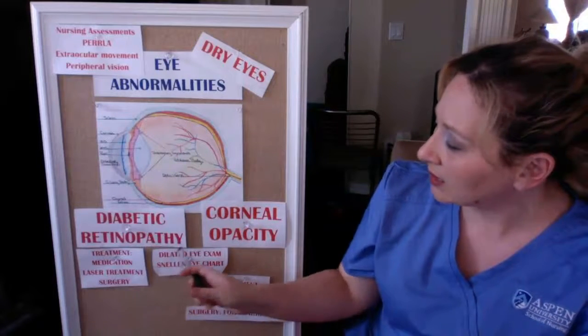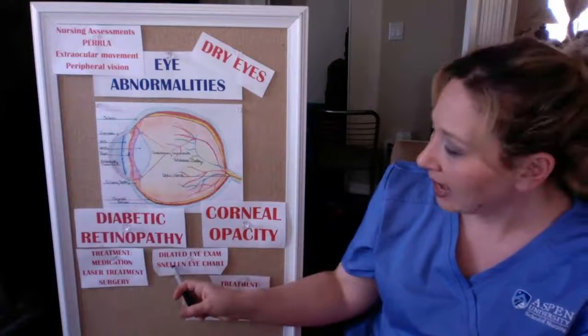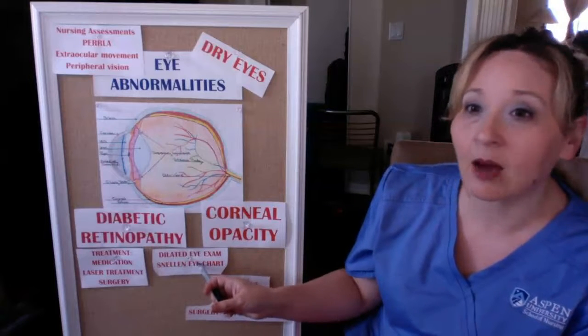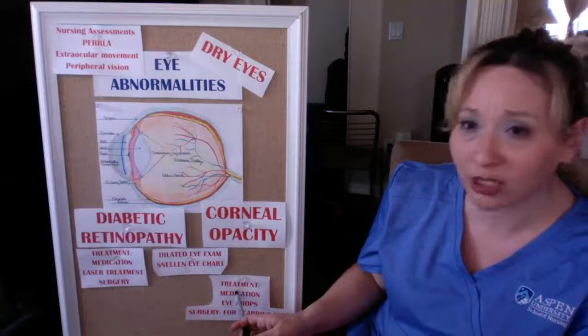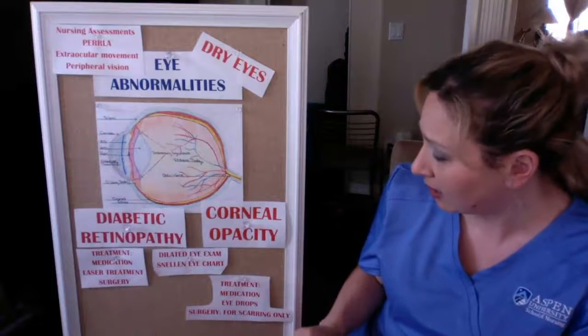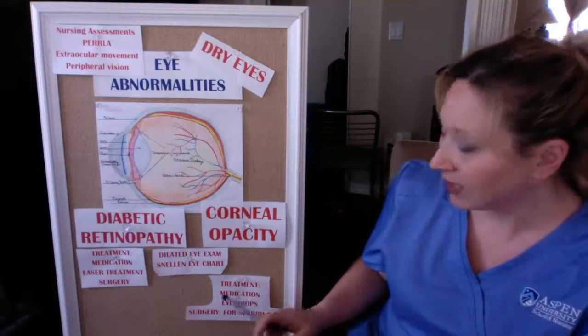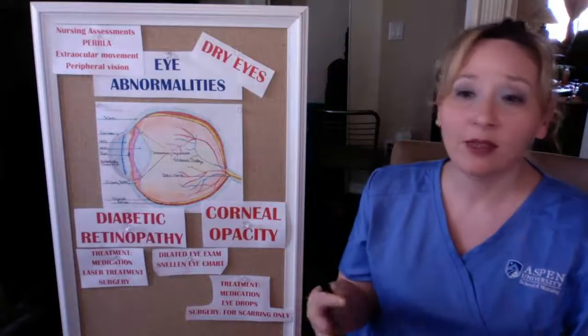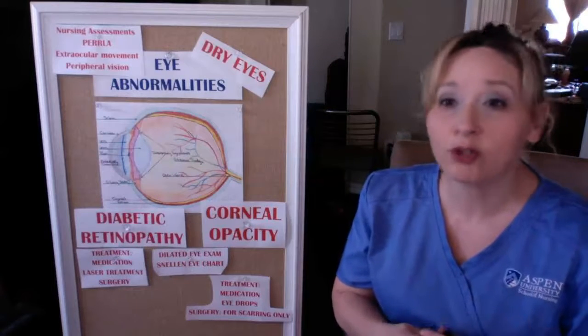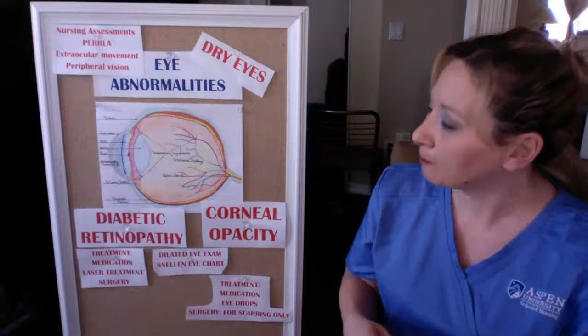So we can conduct a dilated eye exam and do a Snellen eye chart to see how much of that vision is actually being hurt. Medication, usually there's some steroids or antibiotics that are provided. We can do eye drops, and if the scarring is really bad, then the patient may choose to go into surgery to get that scar removed.